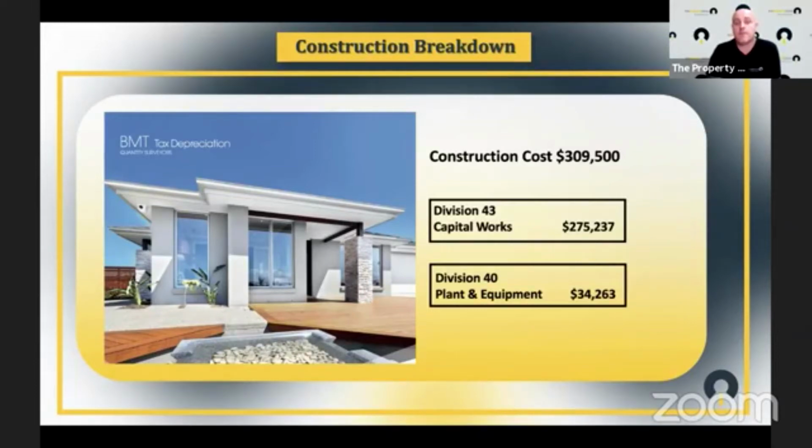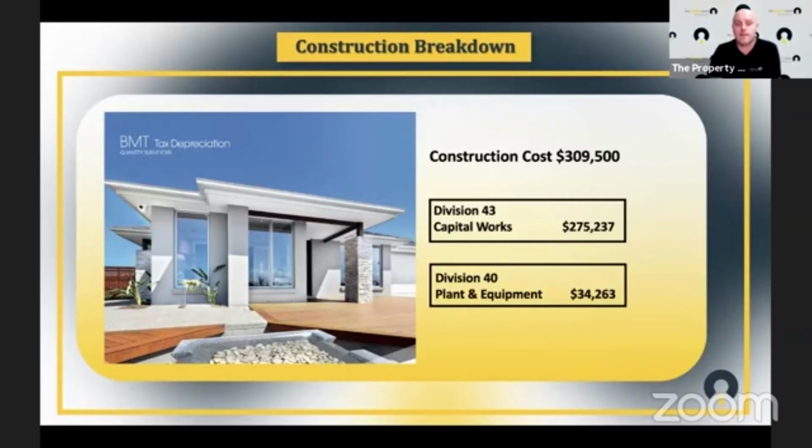But construction cost is $309,500 in this example, because what we do is we get a thing called a Phase A report done for a development if we're involved in new buildings. And that Phase A report gives us an estimate of what depreciation is available in the property. So we look at that before we put a client into that property as well. So construction cost, $309,500.